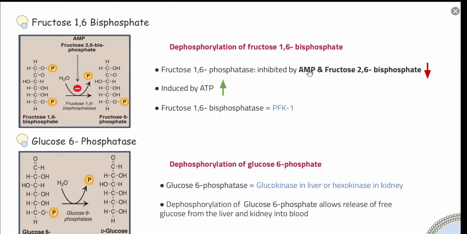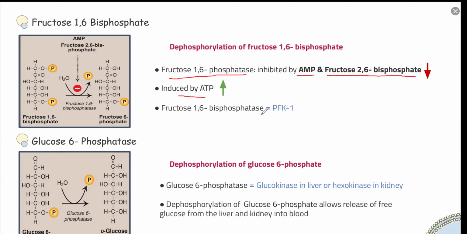Generally, when you have a high concentration of AMP, that is adenosine monophosphate, and fructose 2,6-bisphosphate, these biomolecules inhibit the enzyme fructose 1,6-bisphosphatase. At the same time, a high amount of ATP activates fructose 1,6-bisphosphatase. So these are two opposing biomolecules that inhibit or stimulate fructose 1,6-bisphosphatase activity. The activator is ATP, and the inhibitors are AMP and fructose 2,6-bisphosphate.